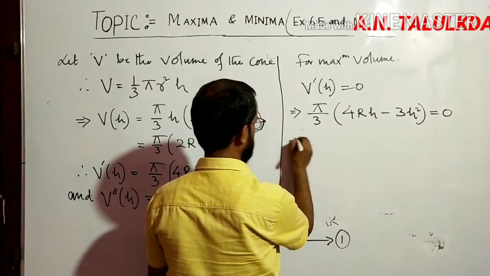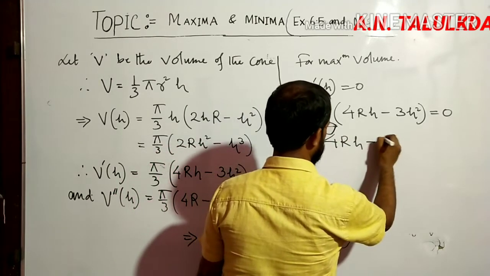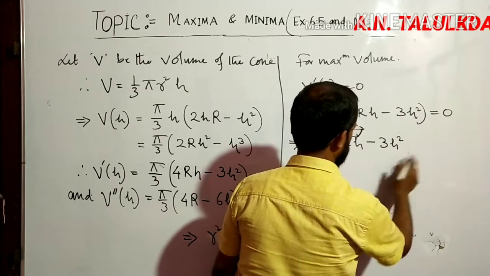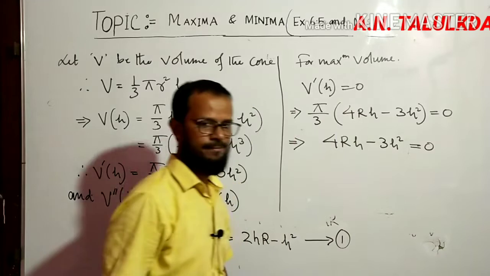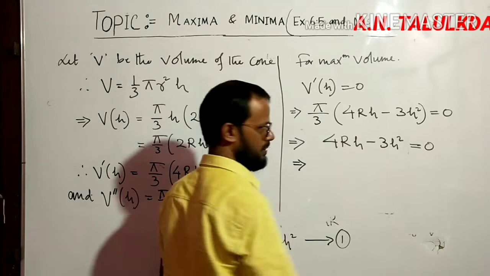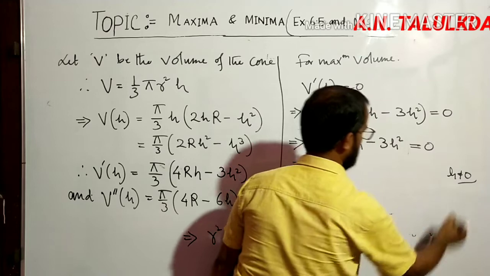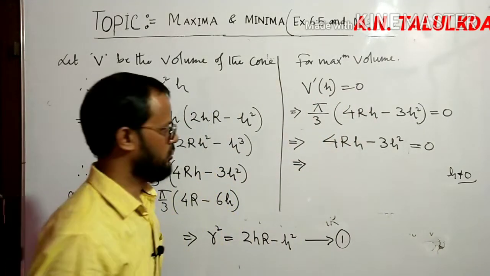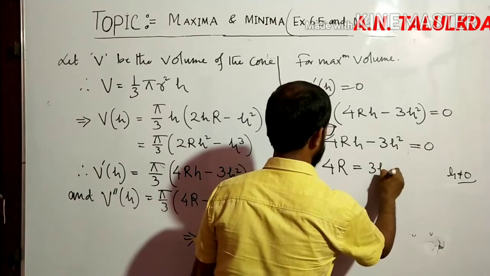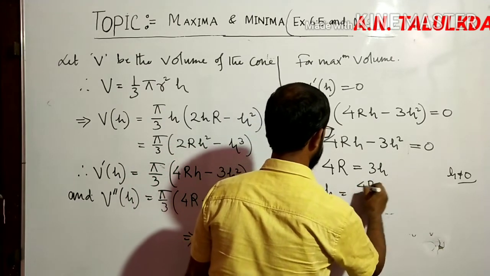From here you can write 4rh, pi by 3 will go to the other side and become 0, 3h square equal to what? 0. Okay. Our aim is to find what, h. So from here h cancels. Height cannot be 0, so height is a non-zero quantity. H is a non-zero quantity. So you can divide both sides by h. You will get 4r equal to 3h and finally h equal to 4r by 3.